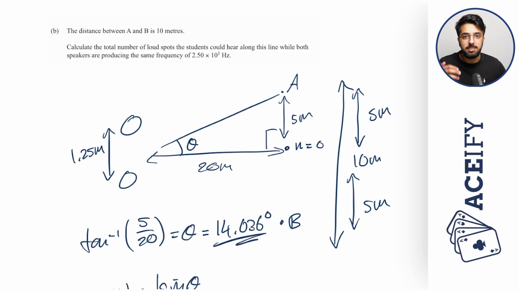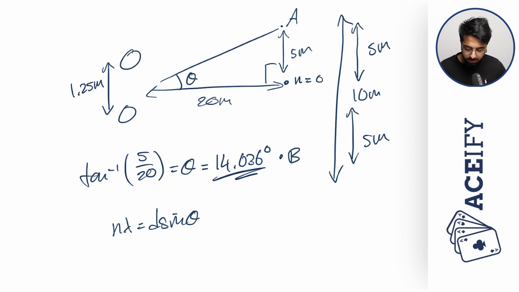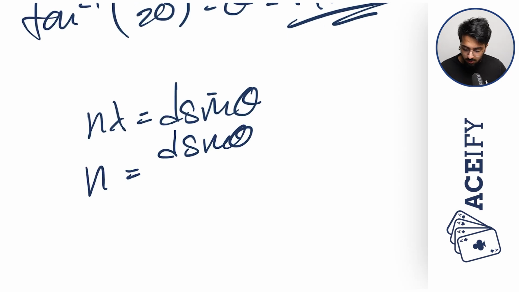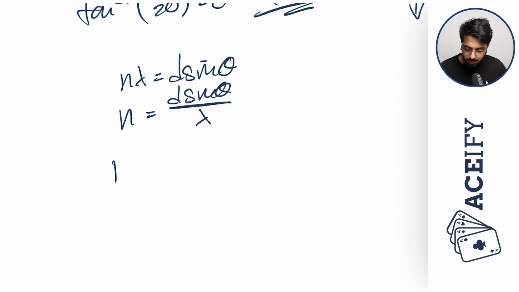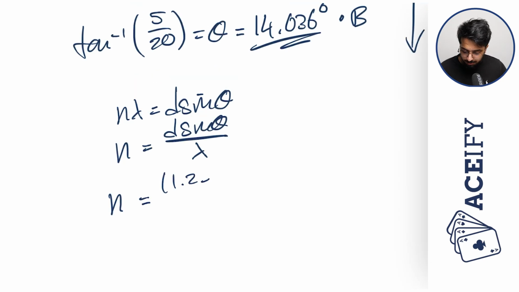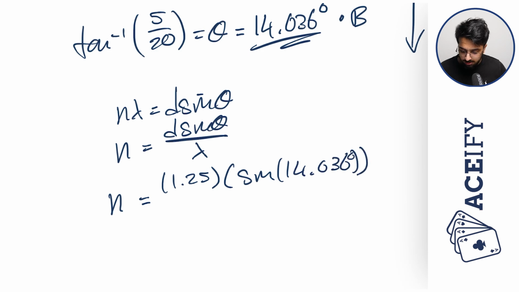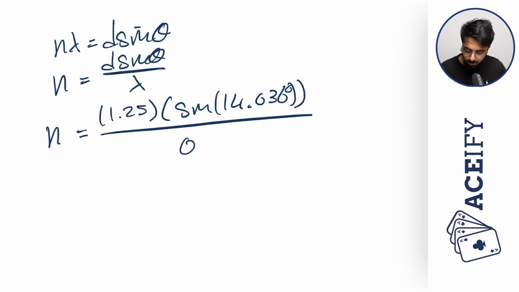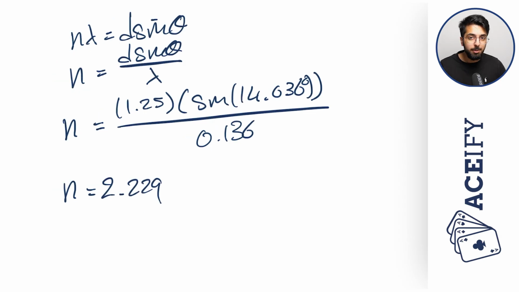Okay? Now we want to find the total number of loud spots, and so what we want to find is our n value, okay? And our n value will tell us the total number of loud spots. And so we get n is equal to d sine theta all over our wavelength. And therefore plugging in our numbers, we get n is equal to 1.25 times sine 14.036, and that's degrees, all over our wavelength, which we found up here as 0.136, and this gives an n value of 2.229. And remember, for these types of questions, we always round down, and therefore this gives an n value of 2.